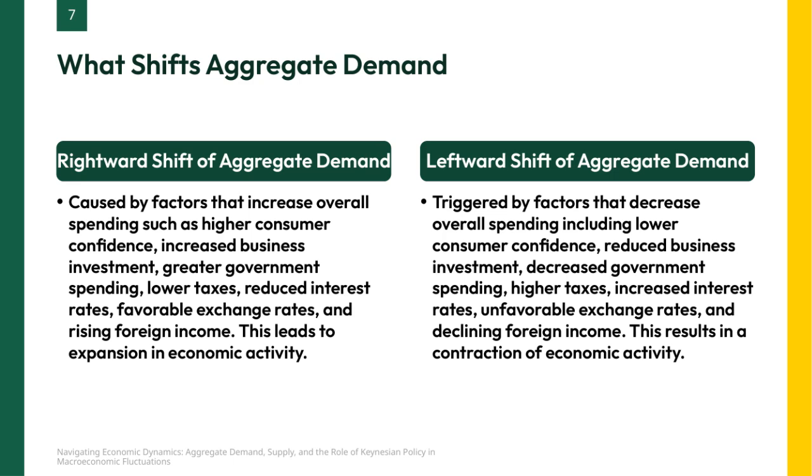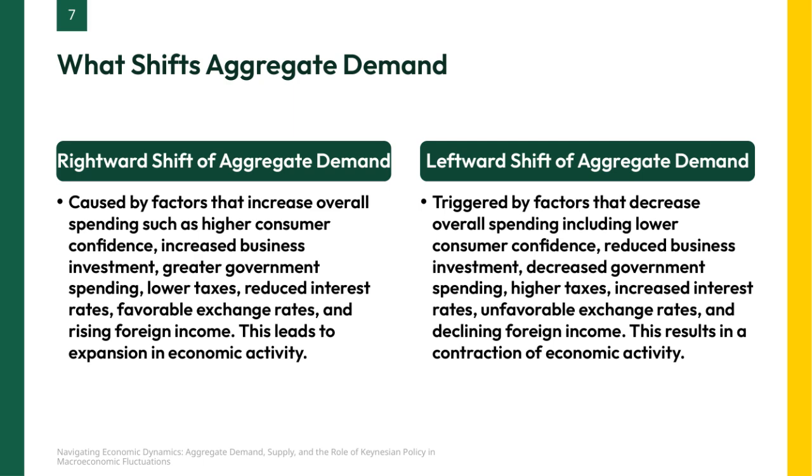Favorable exchange rates and rising foreign incomes also contribute by boosting demand for exports. All these factors together lead to an expansion in economic activity. On the right side, a leftward shift occurs when aggregate demand decreases. This happens when spending falls due to lower consumer confidence or reduced business investment.